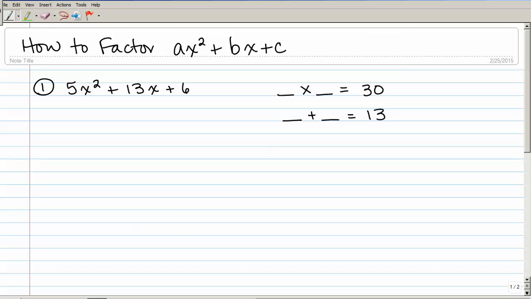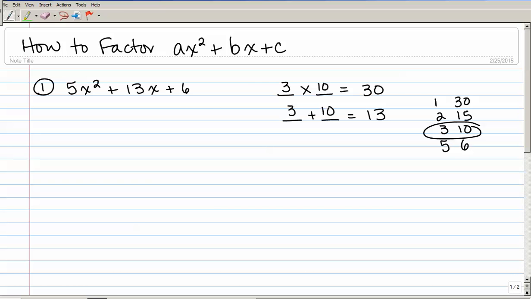There's actually a lot of factors of 30. There's 1 and 30, 2 and 15, 3 and 10, 4 doesn't go in, and 5 and 6. So looking at those numbers, do any of those make you think of 13? Well, 3 and 10 do. And actually this is a little bit easier since they're both positive. Both of the numbers I'm looking for are positive, so both of these are going to be positive.